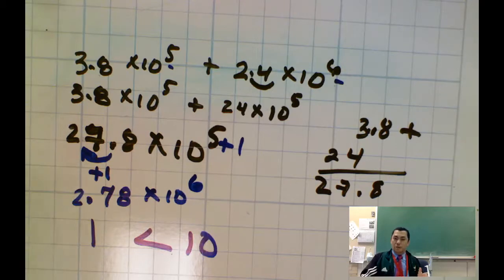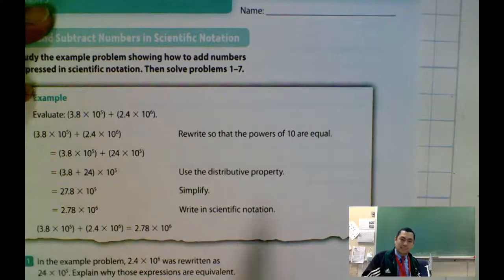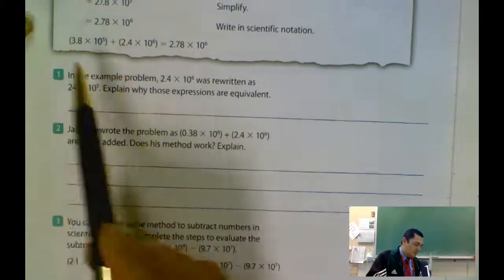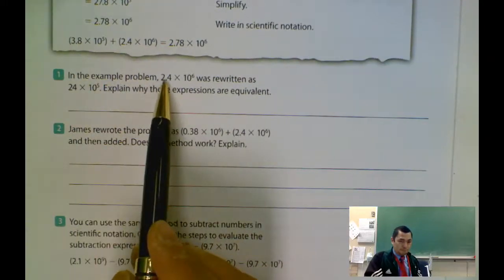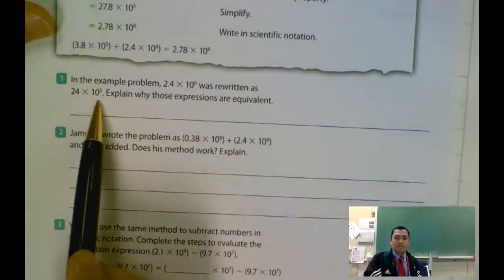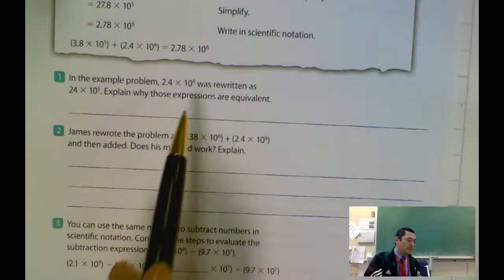In those videos that you have in the Google Classroom, they explain those steps. So it's important that you go over those videos and see that it's the same result that I have here. So now they are asking me in problem number 1, in the example problem, 2.4 times 10 to the 6 was written as 24 times 10 to the 5. Explain why those expressions are equivalent, why those two are the same.